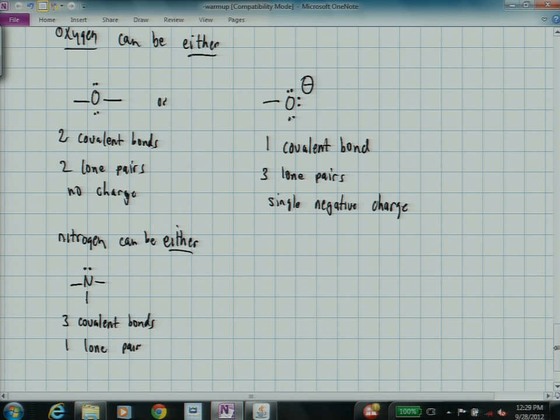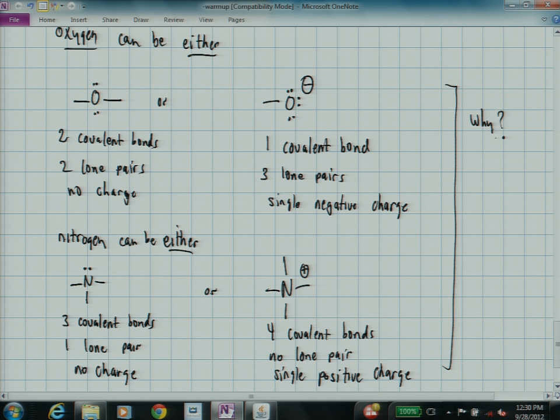Or it can be this, sort of analogous in a way. It can make four covalent bonds, have no lone pair, and a single positive charge. Okay? And there are two questions you might well ask about this. Number one is why? And I'll explain that in a second. And the second one is, oh my goodness, how am I going to use this in class? Let me talk about the details first.